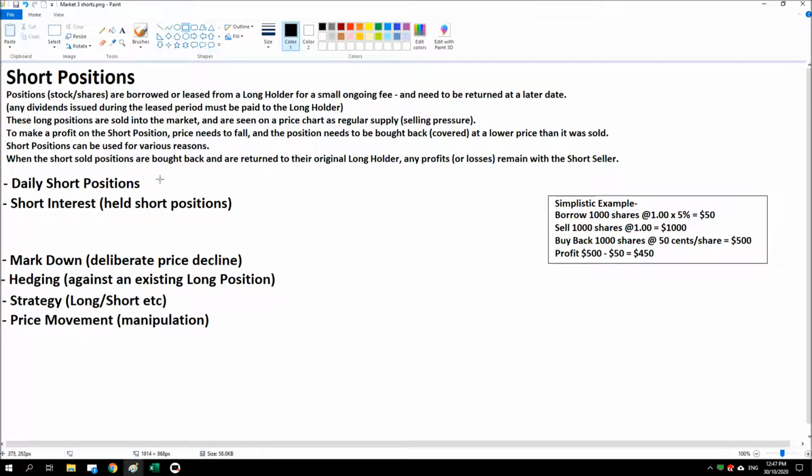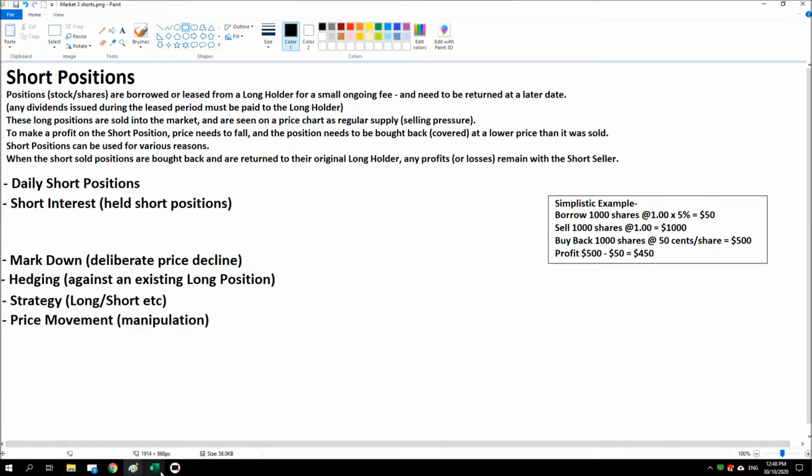Now, short positions take two different types. There's daily short positions, which are the positions that are sold short on any particular day. I'm talking more about stock short positions here. And there's short interest, which are short positions which continue to be held for an ongoing basis.